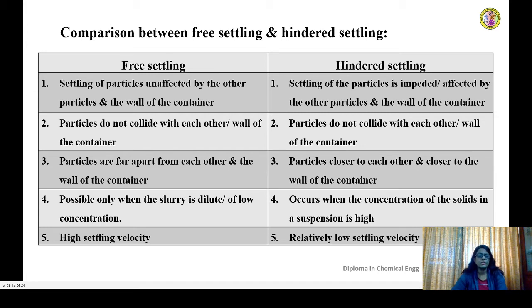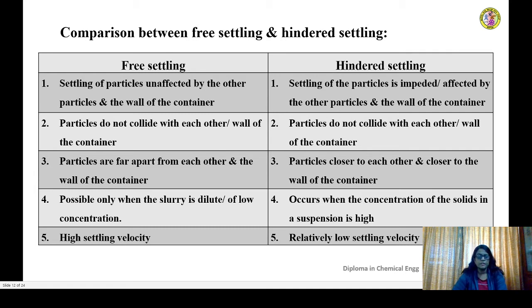So they are close to each other and also close to the wall of the container. That is the third difference between free settling and hindered settling. In hindered settling, the particles are closer to each other and also closer to the wall of the container. But in free settling, the particles are far apart from each other and also far away from the wall of the container.